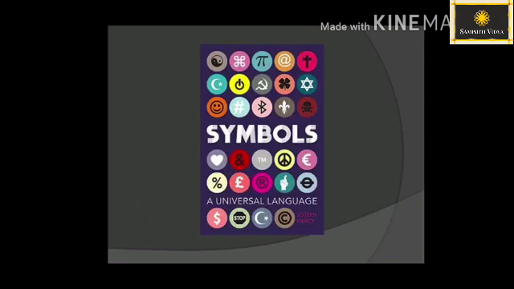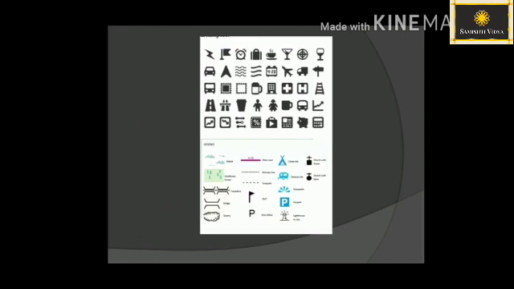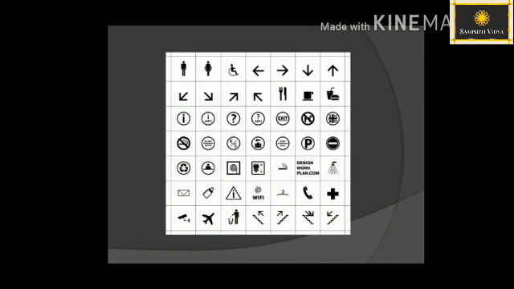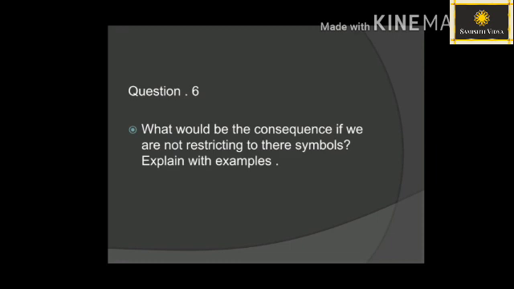We have discussed conventional signs and symbols, how important and useful they are. They are the language of a map. Conventional signs and symbols are universally accepted. Questions for you. What would be the consequences if we are not restricting to these symbols? Explain with examples.